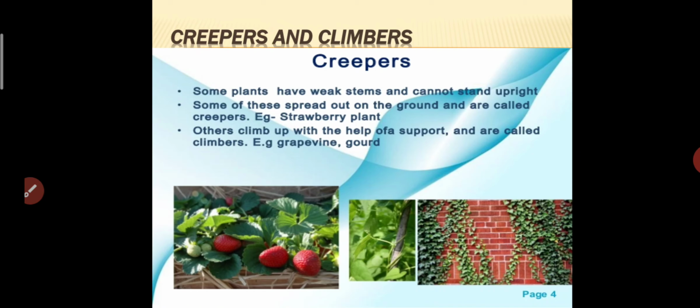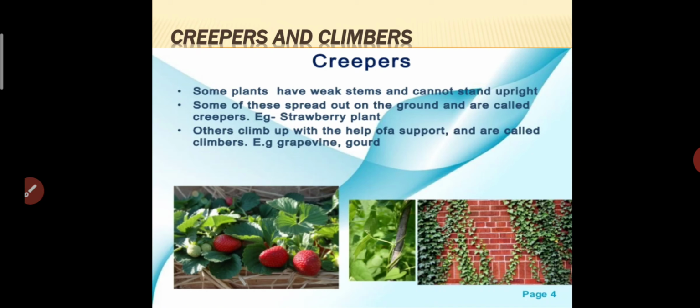This is also part of plants: creepers and climbers. Some plants have weak stems and cannot stand upright. Students, have you seen in your garden some plants which can't stand on their own? They have very weak stems and cannot stand in an upright position. So some of these spread out on the ground and are called creepers. When they are not standing, they spread over the ground, so they are known as creepers. Understand? An example of creepers is strawberry. The pictures are given below.